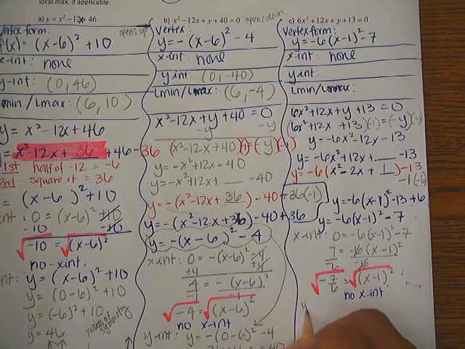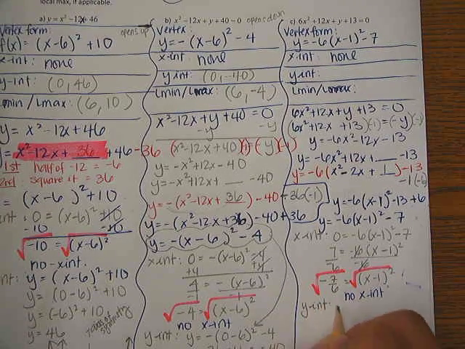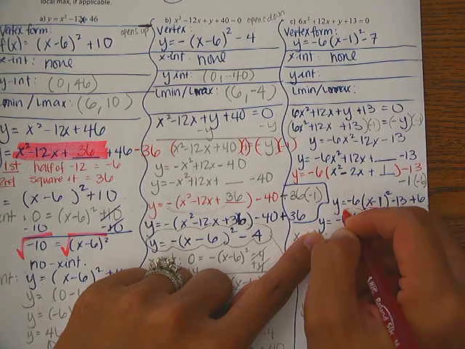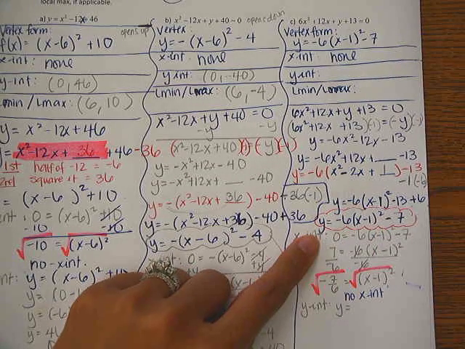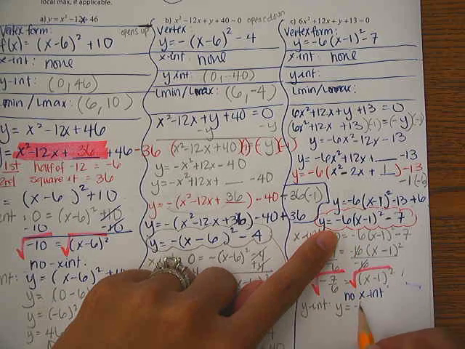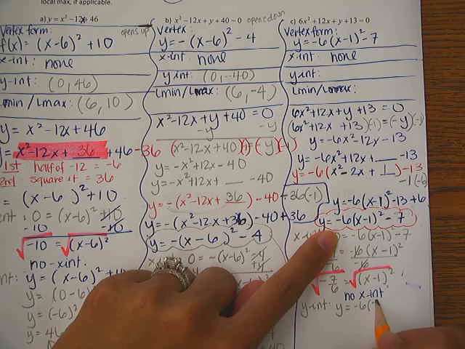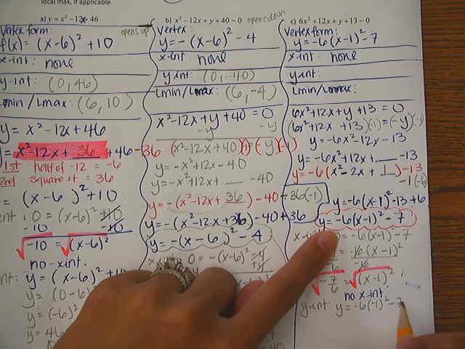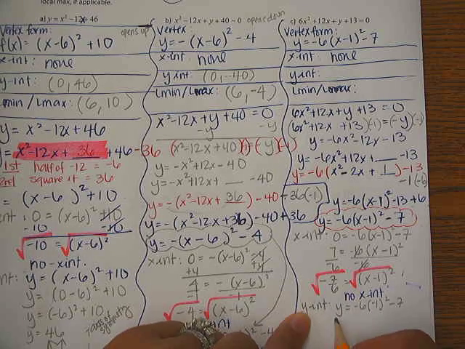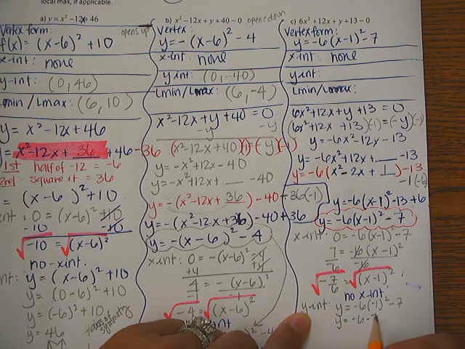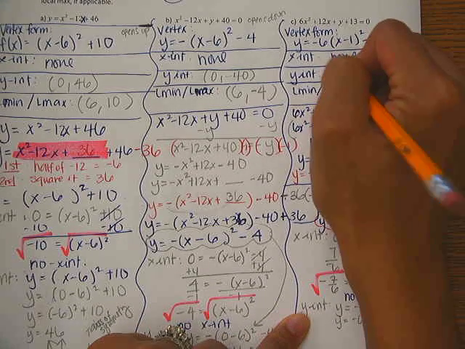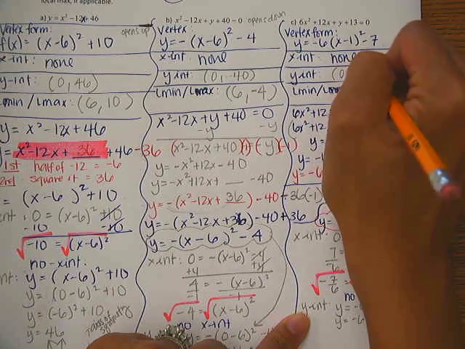Y-intercept is when x is 0. So that means y equals, again, I'm using this piece right here. Okay. When x is 0, okay, I have negative 6 times, 0 minus 1 is negative 1, and I square that, minus 7. Negative 1 squared is positive 1. Positive 1 times negative 6 is going to be negative 6 minus 7, and that's going to end up as a negative 13. So y-int is 0, comma, negative 13.